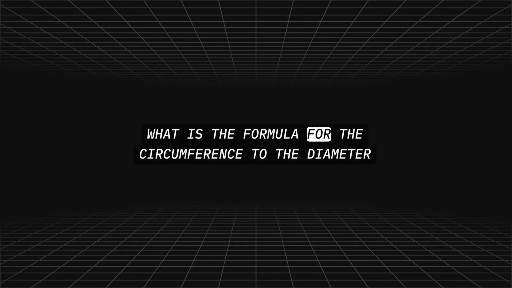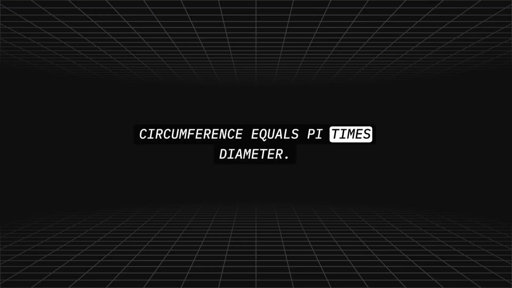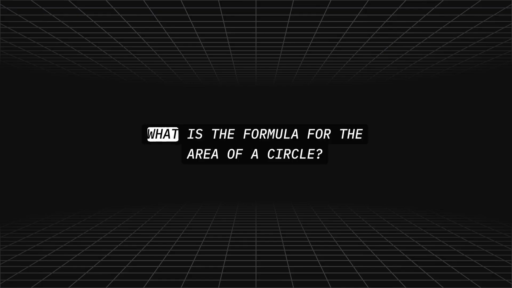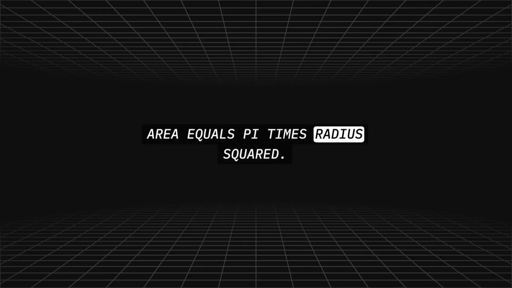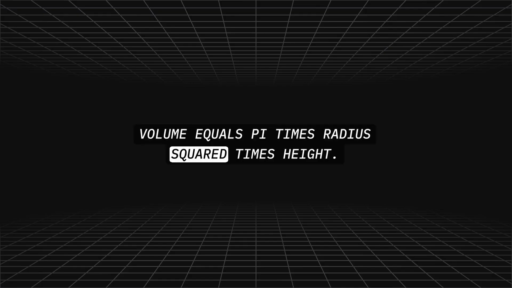What is the formula for the circumference of any circle? Circumference equals pi times diameter. What is the formula for the area of a circle? Area equals pi times radius squared. What is the formula for the volume of a cylinder? Volume equals pi times radius squared times height.